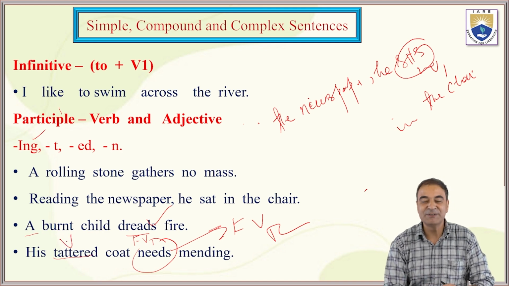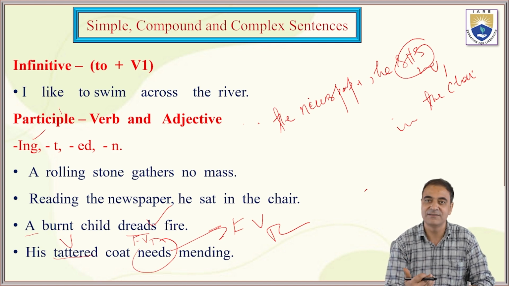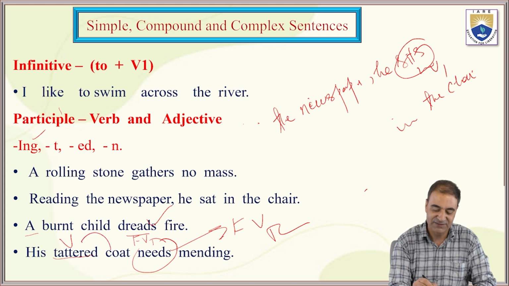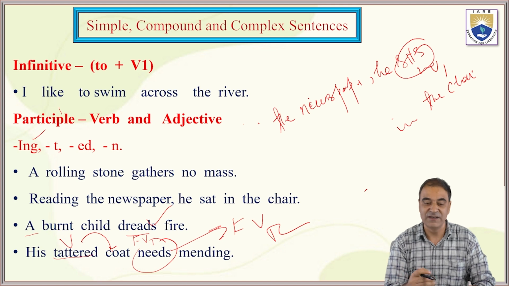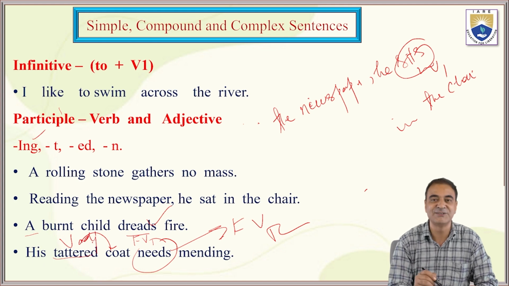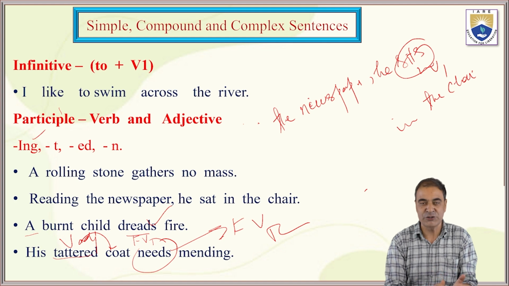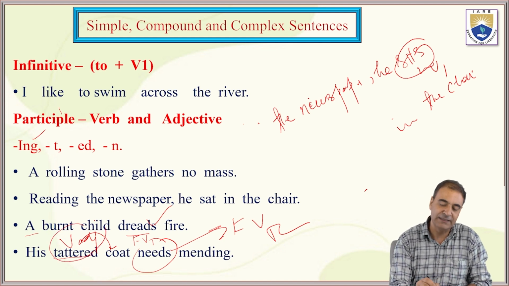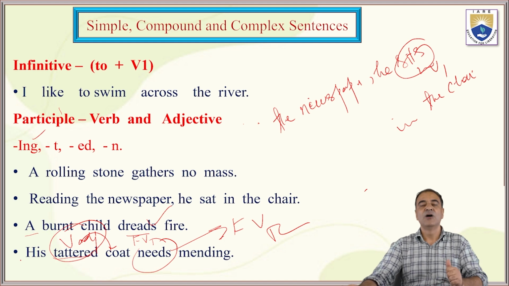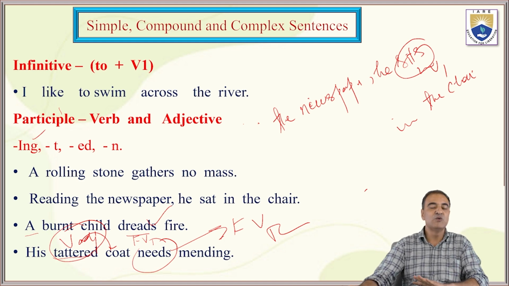But at the same time, if you look at this tattered, it qualifies another noun, that's coat. And a word that qualifies a noun, we call it an adjective. This word tattered has the force, the nature, the character, the behavior of both verb and adjective, and therefore it is a participle, that means a non-finite verb.